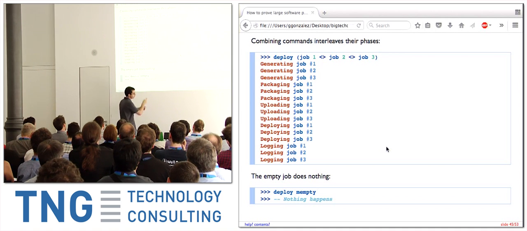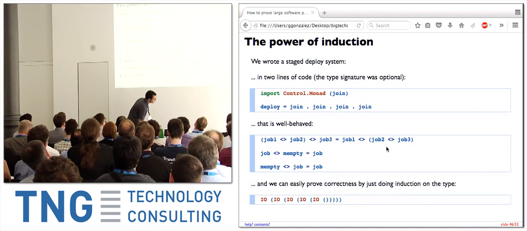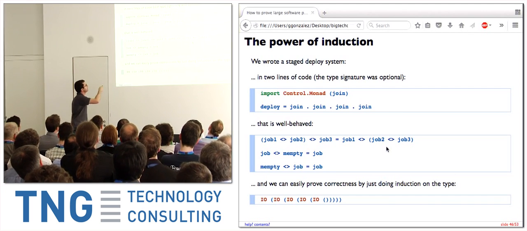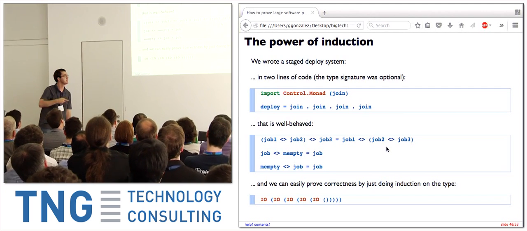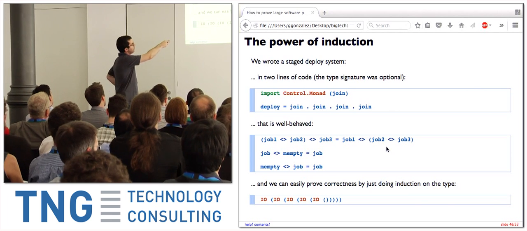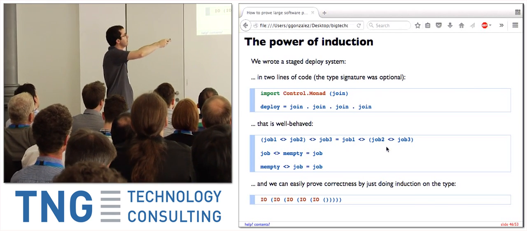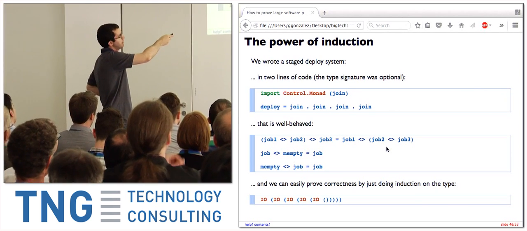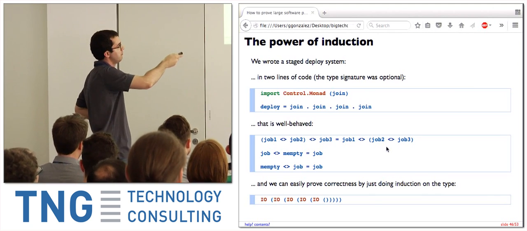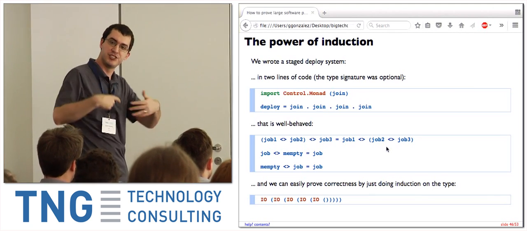And I know right off the bat that this addition of jobs is automatically associative. So I know it doesn't matter in which way I group things. And if I add a job to the empty job, I'll get back the original job. And we can easily prove correctness just using induction.